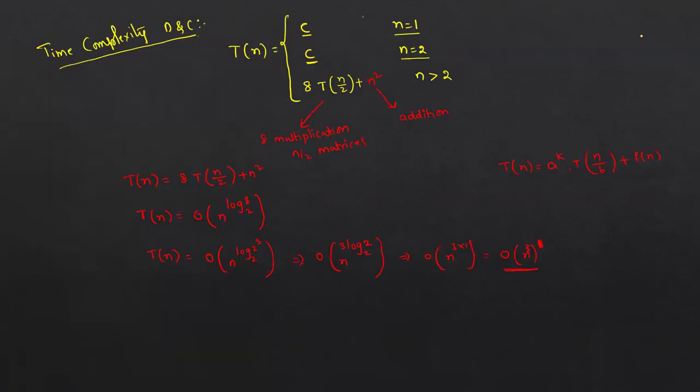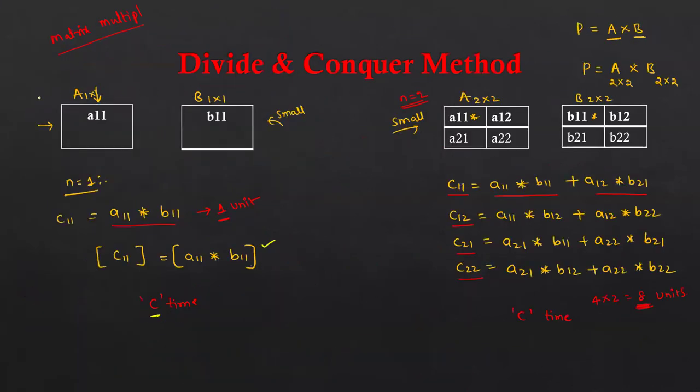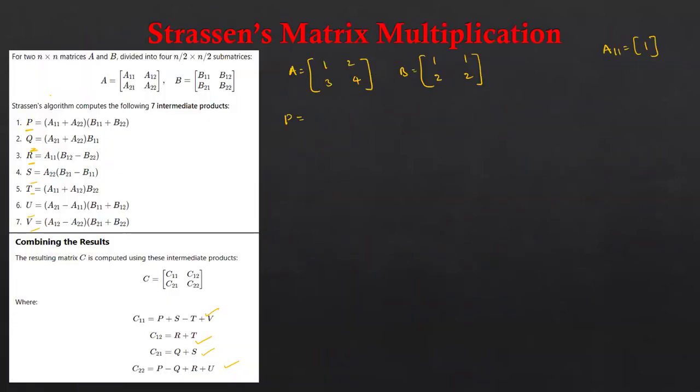Doesn't matter whether it is divided or not, that you need to consider. So directly I am writing 1 plus A22. A22 here is 4. So 1 plus 4, into B11. What is B11 here? 1 plus 2. So the result is equal to 5 times 3, 15.